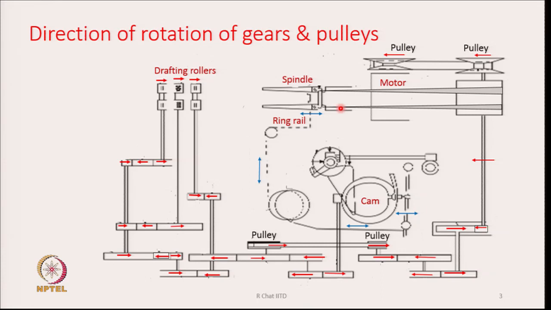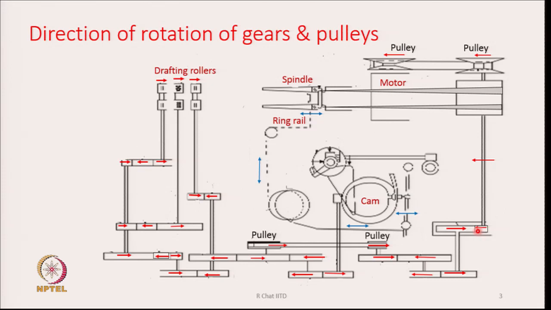So, let us try to see. If we look at this here, the pulley rotates in this direction as shown by this arrow, and these two pulleys are connected by a belt, and hence the direction of rotation of both the pulleys is the same. Then from here the motion comes over there, and here we have gears. When the gears are meshing with each other, the direction of rotation of the driven gear is always opposite to that of the driving gear.